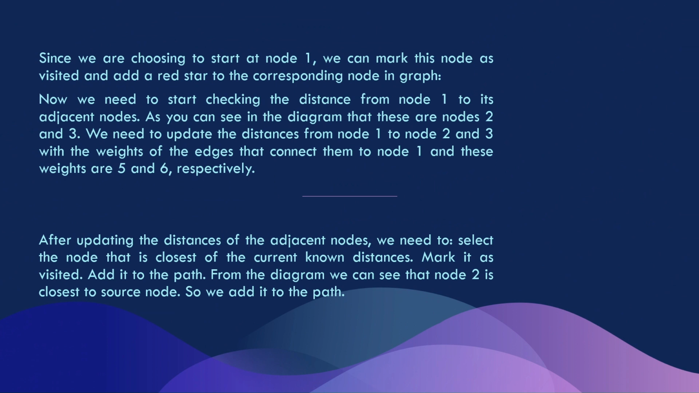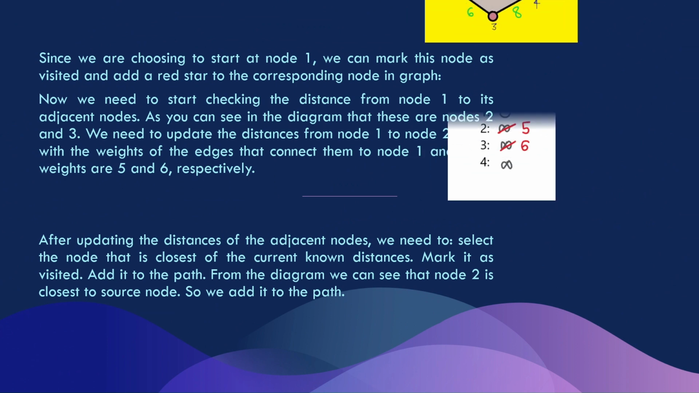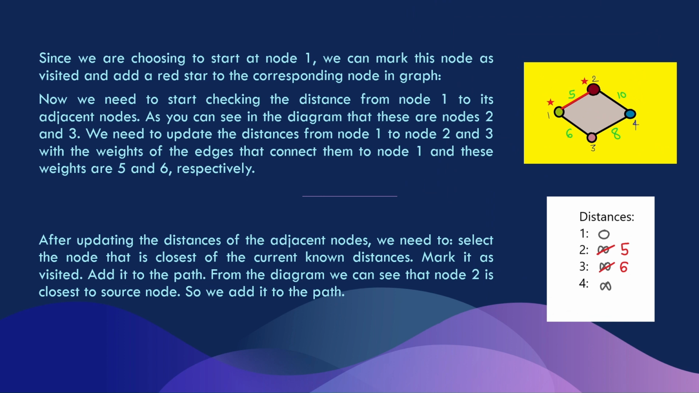Since we are choosing to start at node 1, we can mark this node as visited and add a star to the corresponding node in the graph. Now we need to start checking the distance from node 1 to its adjacent nodes. As you can see in the diagram, these are nodes 2 and 3. We need to update the distances from node 1 to nodes 2 and 3 with the weights of the edges that connect them to node 1, and these weights are 5 and 6 respectively.